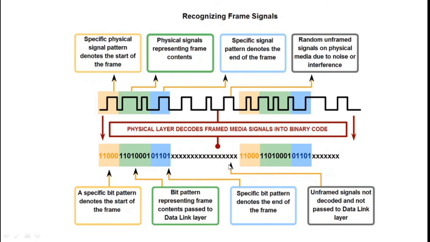This frame is received from the upper data link layer, and in between each frame we will have specific unframed signals that are decoded, and they are not passed to the data link layer. They are recognized and identified by this pattern of header and trailer bits. So this is how the transmission takes place in the form of binary.